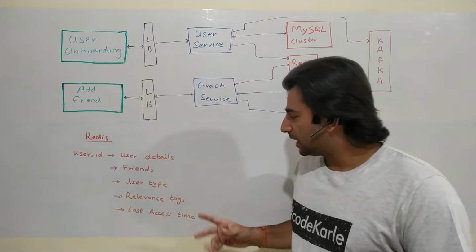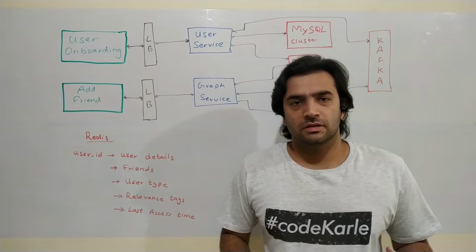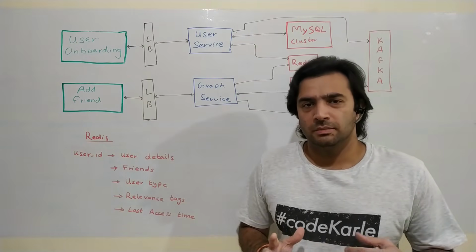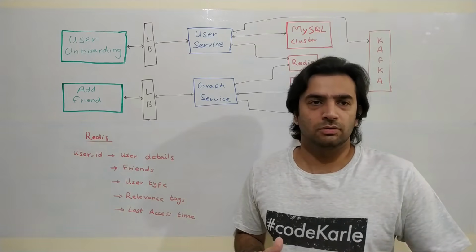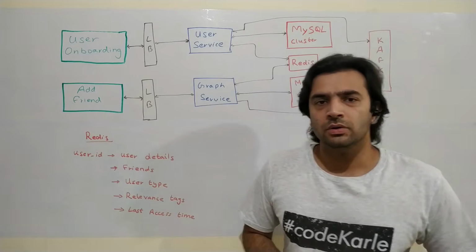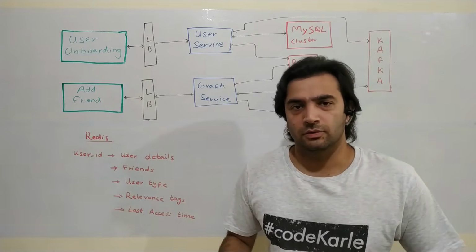All right. The next thing is last access time. It is same as the last access time that we used to keep in Twitter. It would be used for a lot of functionalities, mainly showing how much time back a user was online in chat and stuff like that. So we are not building chat as part of this video, but it could be used for that, and it could be used for some other functionalities as well.